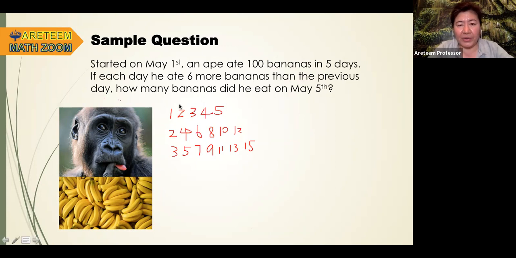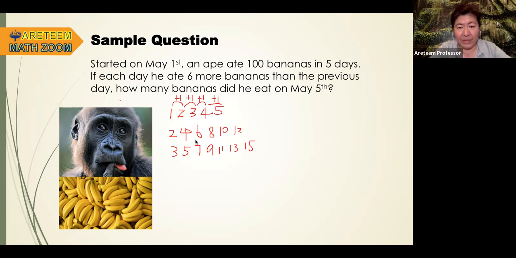Let me show you. In this one, from 1 to 2, what is it doing? It added 1. From 2 to 3, it added 1. Same thing from 3 to 4, it added 1. From 4 to 5, it added 1. You see the pattern?